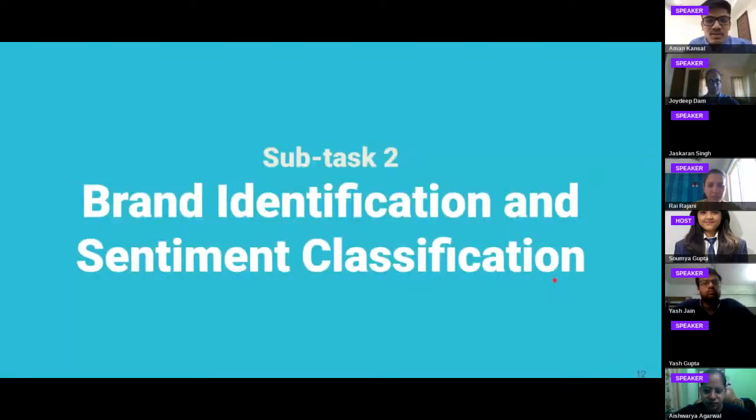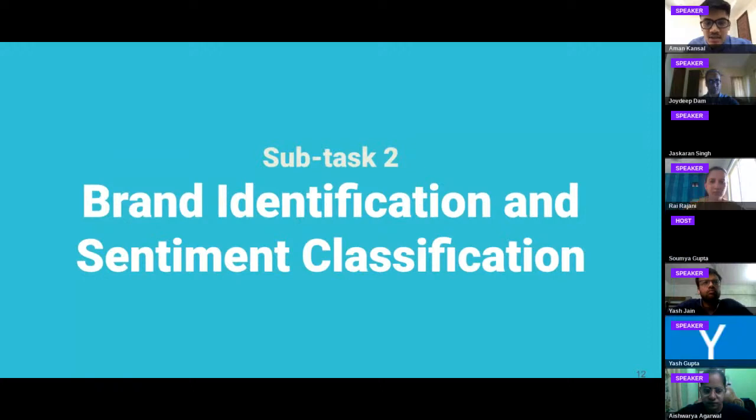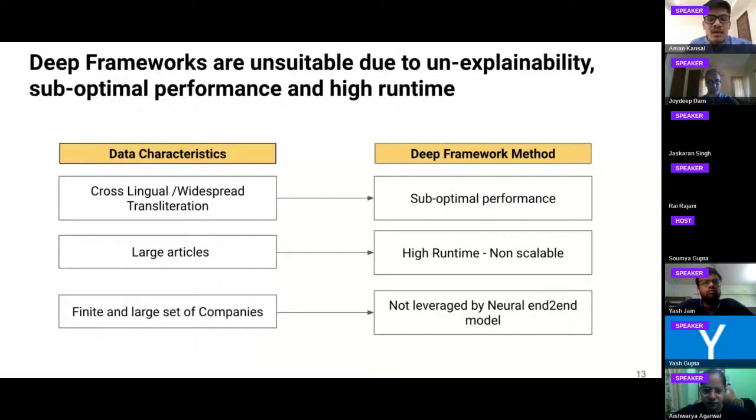Now moving on to the second task, where we had to identify the brand from the text given and also classify the sentiment. Here again, we refrained from using a deep learning model. The following were the 3 main reasons. First of all, the data had a lot of cross-linguality and transliteration. If we used any model that was pre-trained on such a task, that always has suboptimal performance. Those types of models are not studied as well in the literature. So we did not want to bottleneck the performance of a model at such an early stage.